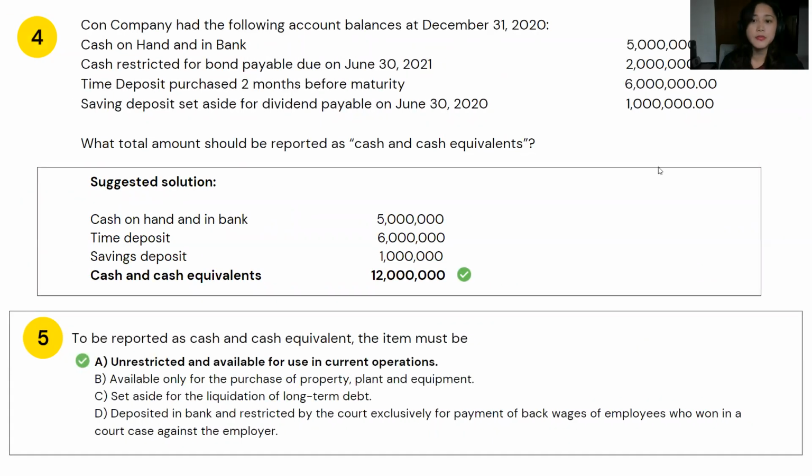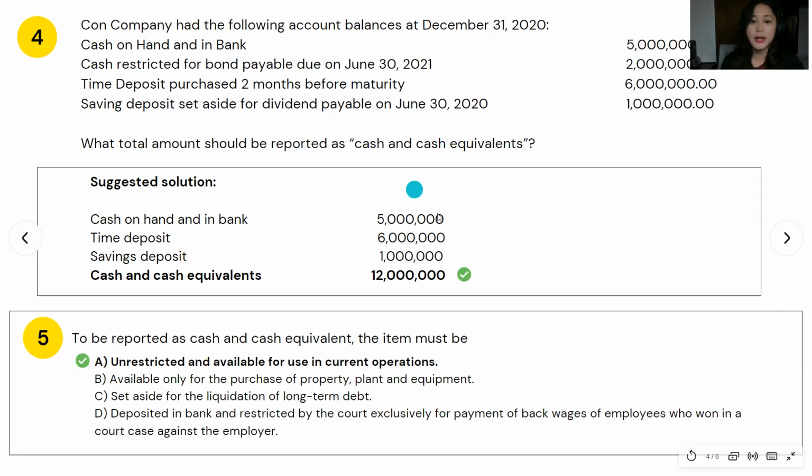Okay, number 4. Company had the following account balances at December 31, 2020. Cash on hand and in bank amounting to 5 million. Cash restricted for bond payable due on June 30, 2021, 2 million. Time deposit, ito yung kanina, actually sa problem is hindi naka-indicate yung month. So, we will consider kung merong nagkaroon ng confusion dito. Purchase 2 months before maturity, 6 million. Savings deposit set aside for dividends payable on June 30, 2020, amounting to 1 million. What total amount should be reported as cash and cash equivalents?